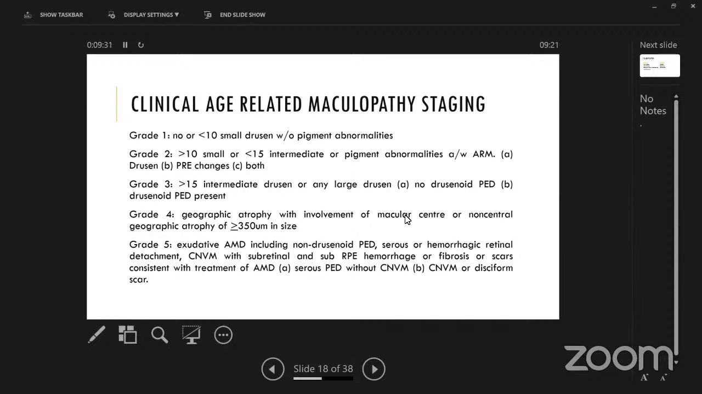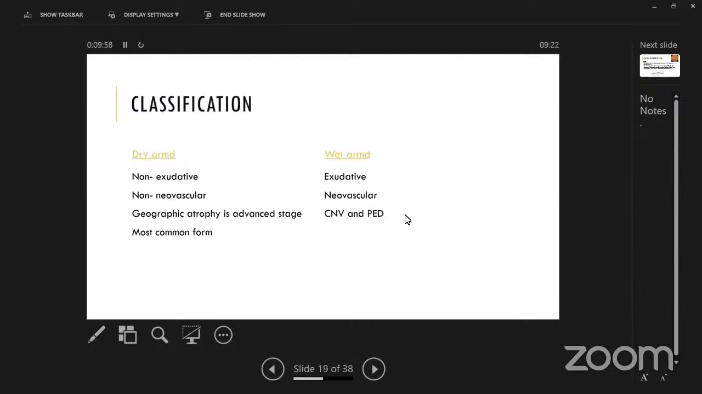In grade 3, there are more than 15 intermediate drusen or any large drusen, no drusenoid PED and drusenoid PED present. In grade 4, geographic atrophy is present with involvement of the macula or central geographic atrophy of more than 350 microns in size. In grade 5, exudative AMD, including non-drusenoid PED, serous or hemorrhagic retinal detachment, CNVM, could be present. Serous PED without or with a CNVM could be there.